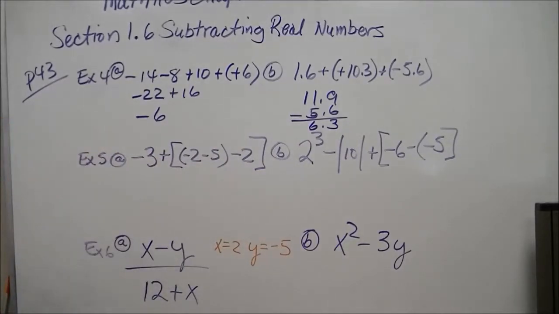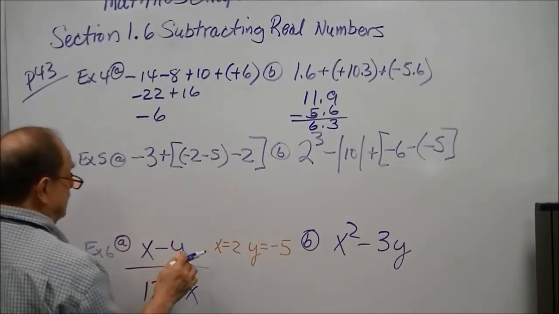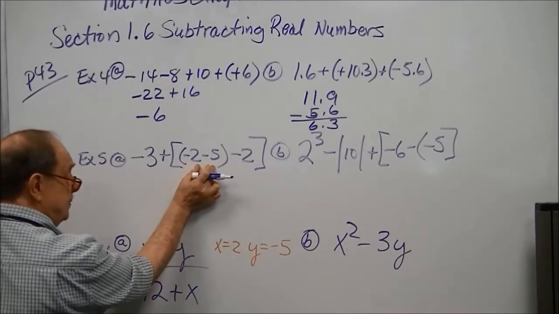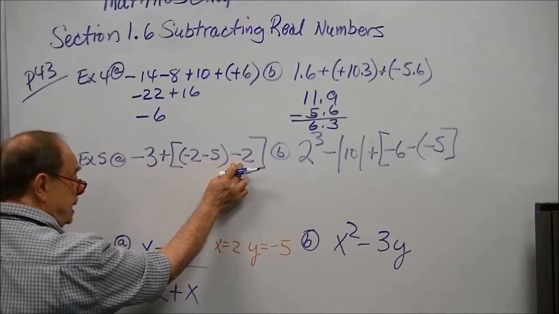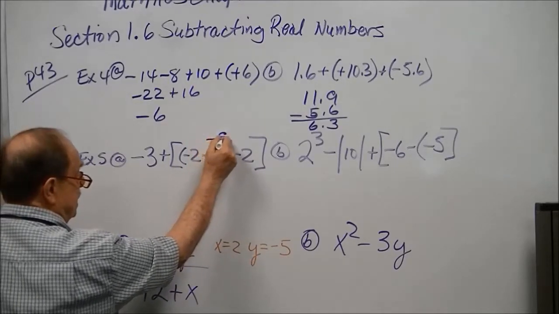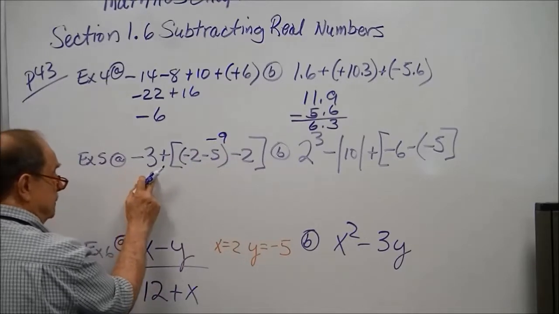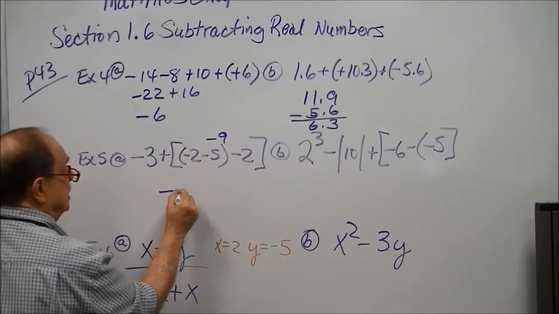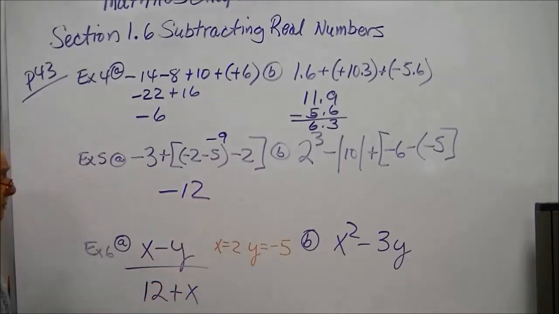Now in example 5, they're using grouping symbols. So again, this is going to be a negative 7 and a negative 2. We'll make this a negative 9. So we have a negative 3 and a negative 9 gives me a negative 12.